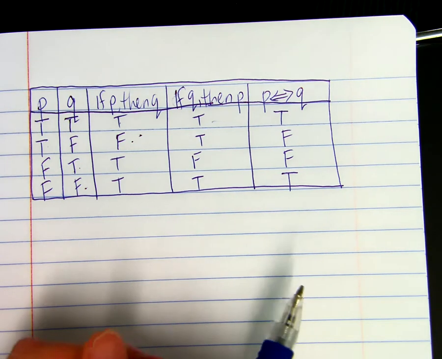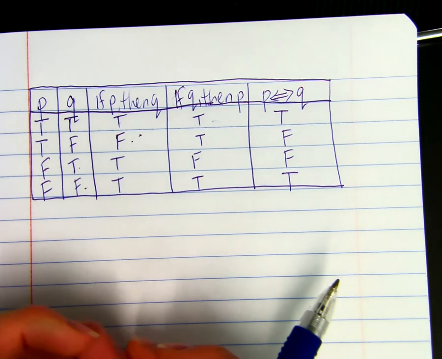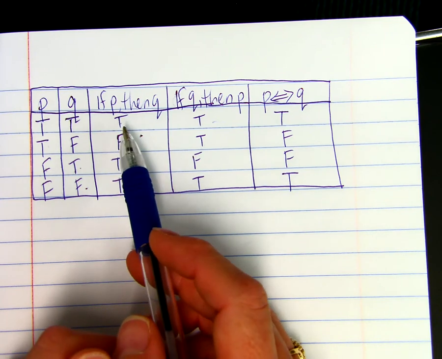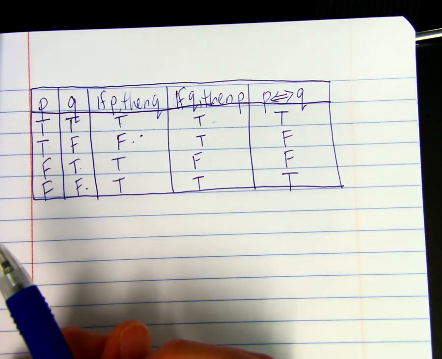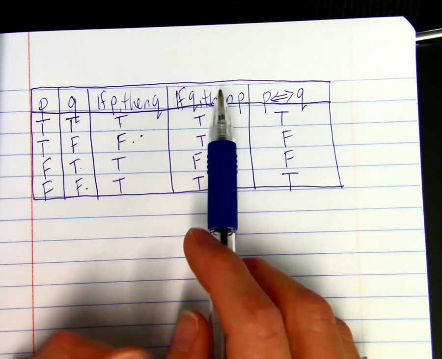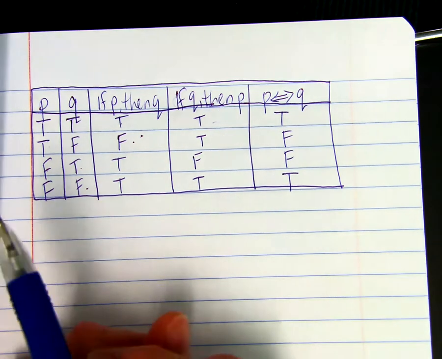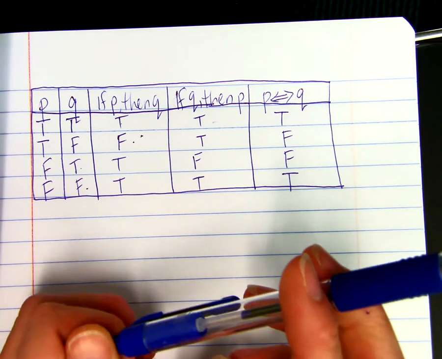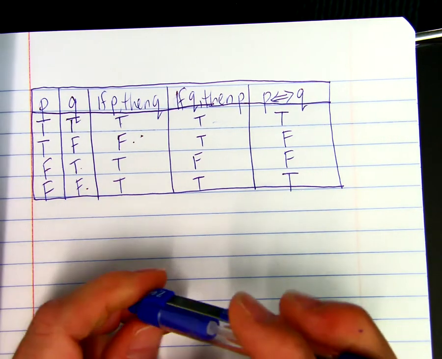So if it is Thanksgiving, then it is Thursday. That's true. But if you said if it is Thursday, then it is Thanksgiving, that statement's false. So the if and only if would be false. It wouldn't be true. You couldn't use the biconditional statement for that one.